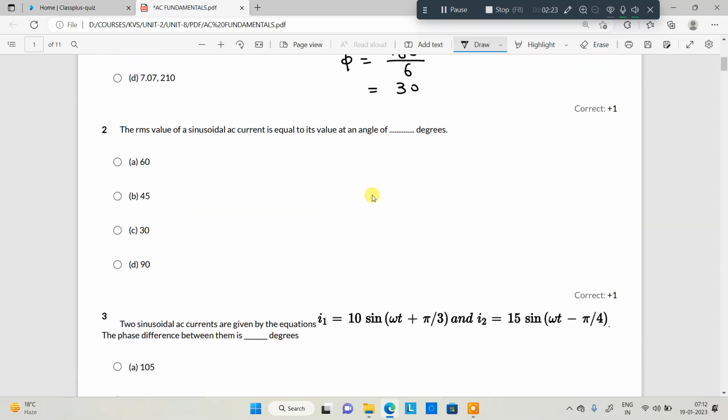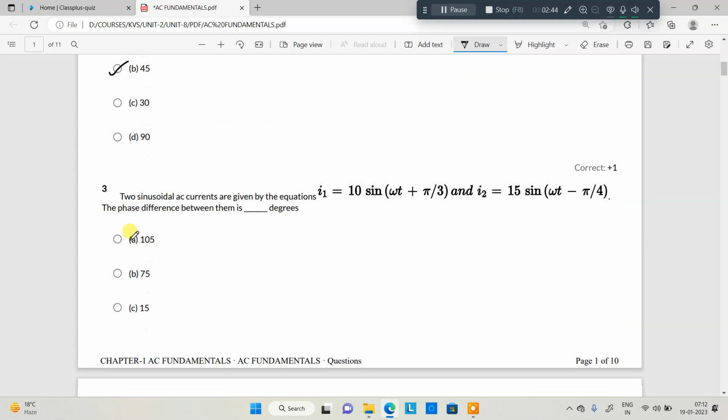The RMS value of sinusoidal AC current equals the value at an angle of dash degrees. It is 45 degrees. Okay, option B is the correct option. Why is it exactly 45 degrees? We have a derivation for that. Just go back and see it.